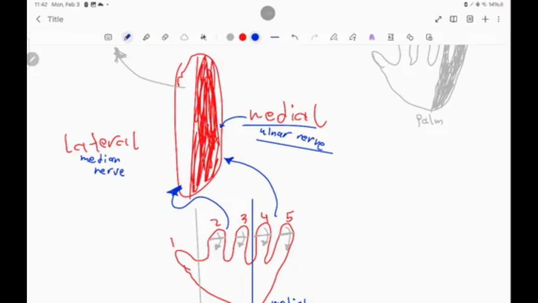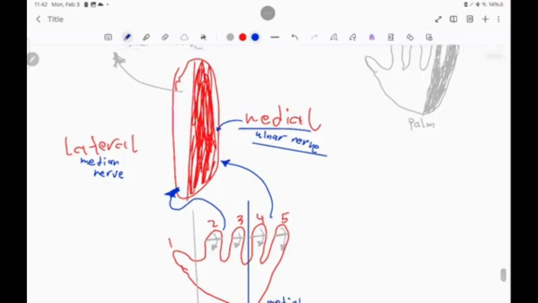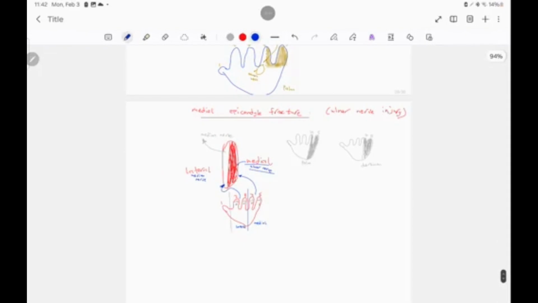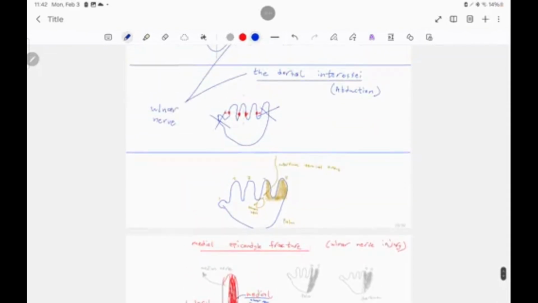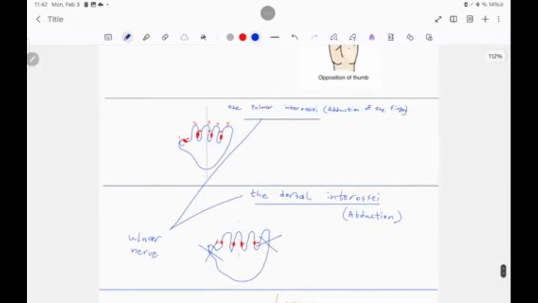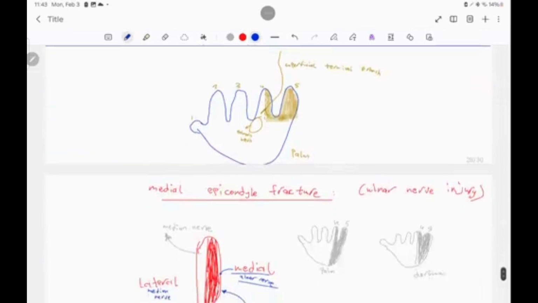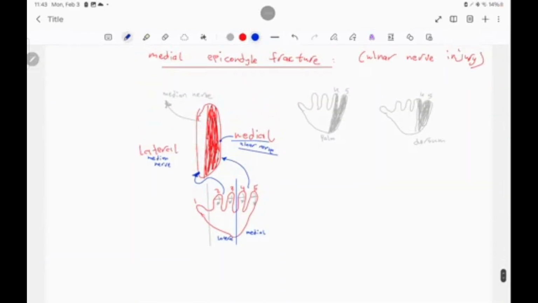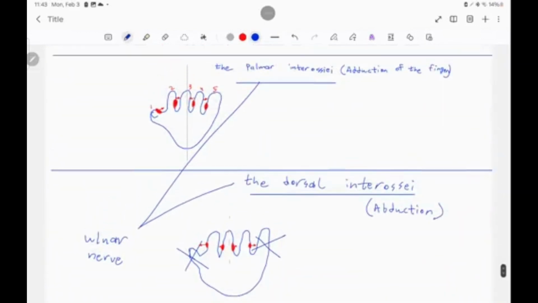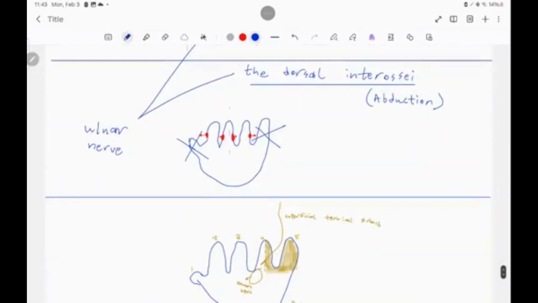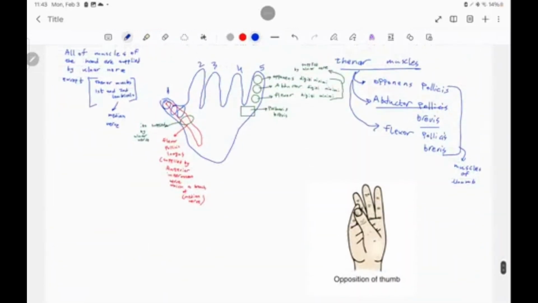They cannot be flexed at the distal interphalangeal joints. Okay. What also will happen? We talked about the palmar and dorsal interossei, and we said that both of them are supplied by the ulnar nerve. So in this case the patient cannot abduct nor adduct the fingers.